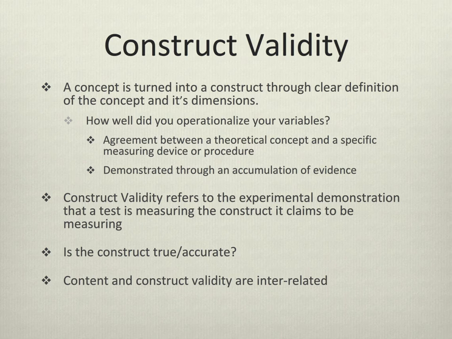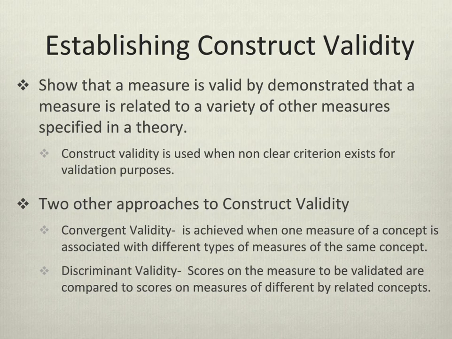Content and construct validity are necessarily interrelated then. In order to have a solid construct, you must first have completed content validity. Establishing construct validity: to establish construct validity, you demonstrate that your measures are similar using statistical tools and tests. If no clear criterion exists, you can also find another concept that is similar to, but not the same as yours, and demonstrate that your scale operates similarly.